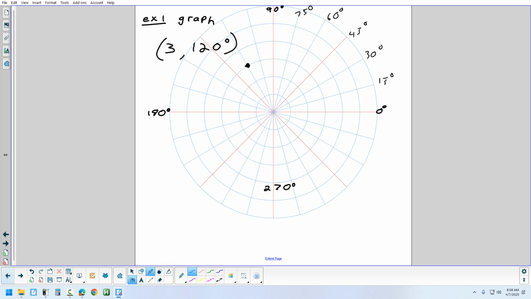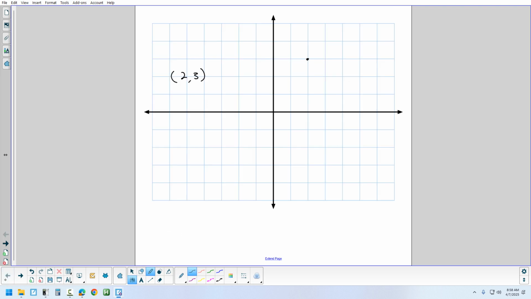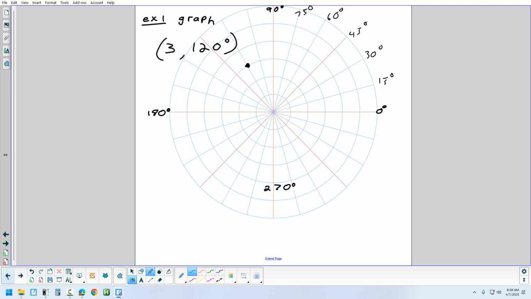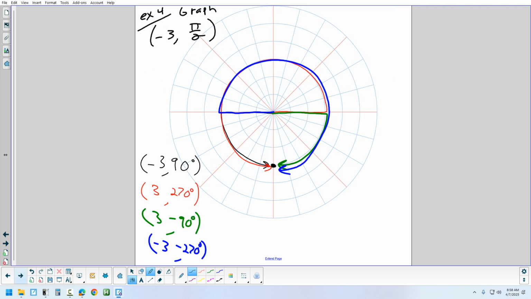Versus if I go back to this, and I want you to get to the point 2, 3, is there any other set of numbers you could give me to land exactly on that dot? No. If you want to land on that dot, you have to go 2 to the right, you have to go 3 up. There's no other way to get to it. So in polar, there are up to 4 different ways to get to a point.